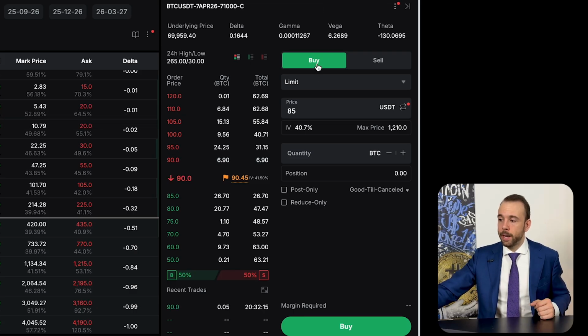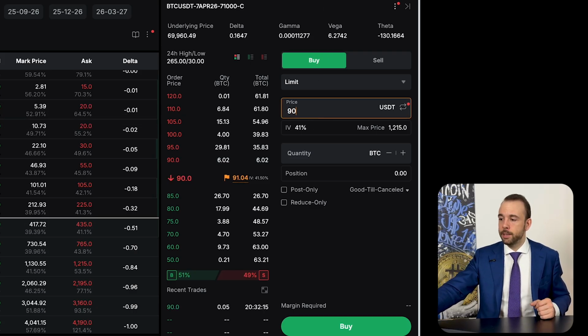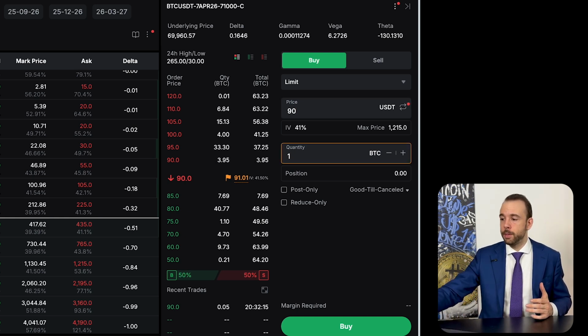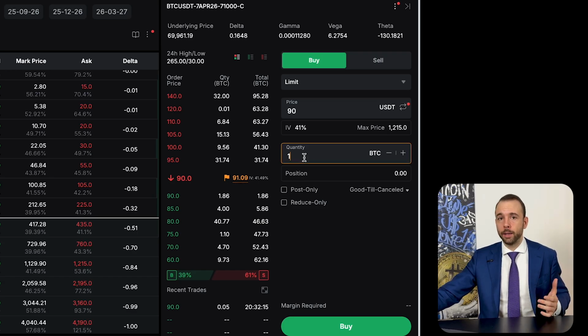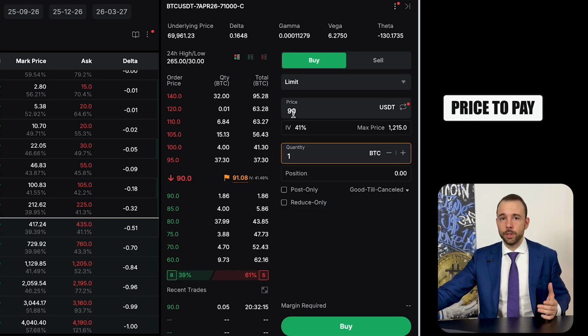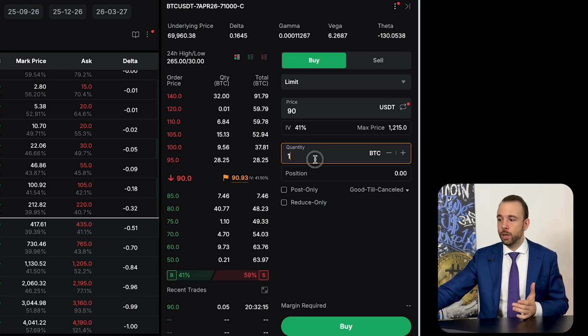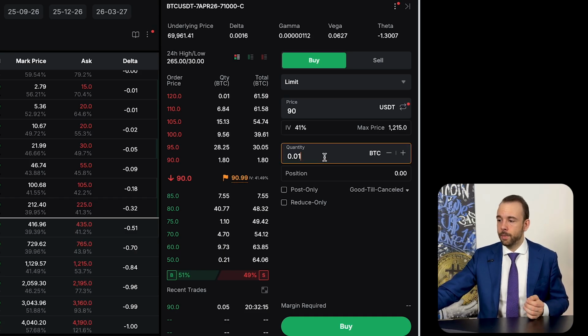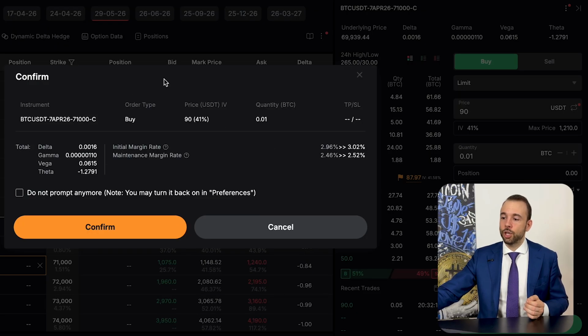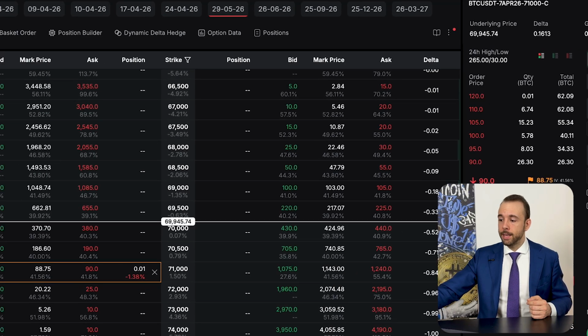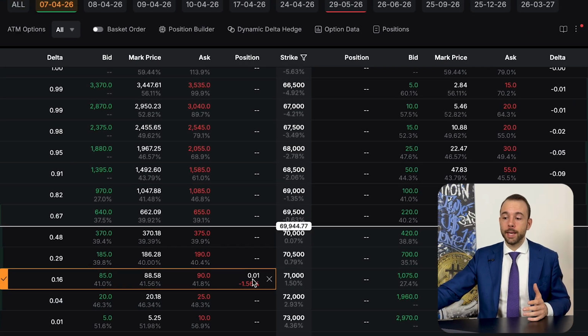And if I would like to buy a call option, I have to select the price and select the quantity. If I would like to profit from the price increase of 1 BTC, I have to select a quantity of 1. In this case, I have to pay 90 USDT for that. If I would like to profit from the price increase of the smaller quantity of BTC, so let's say 0.01 BTC, I can select the quantity I need and click on the buy button. Here you can see a short summary window, and to execute this trade, I need to press on the confirm button. And the trade was done. And here you can see now that I bought 0.01 BTC call option.